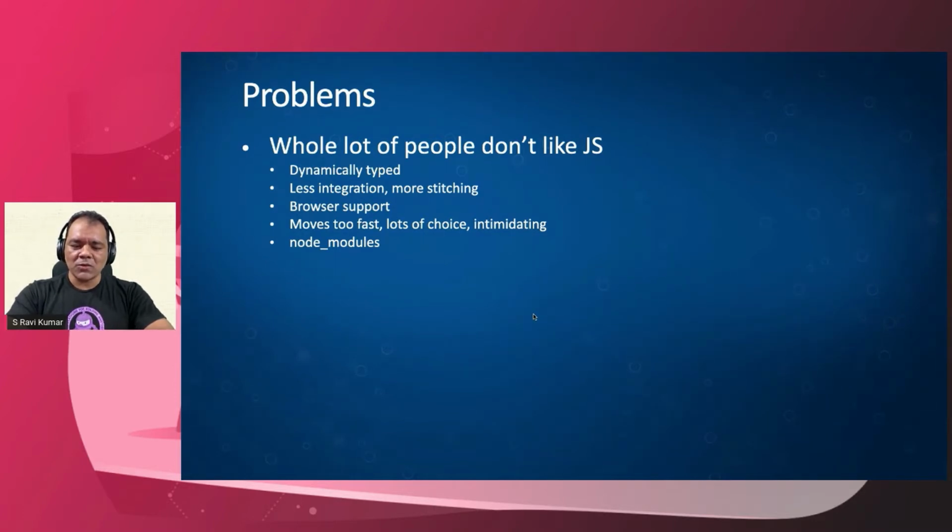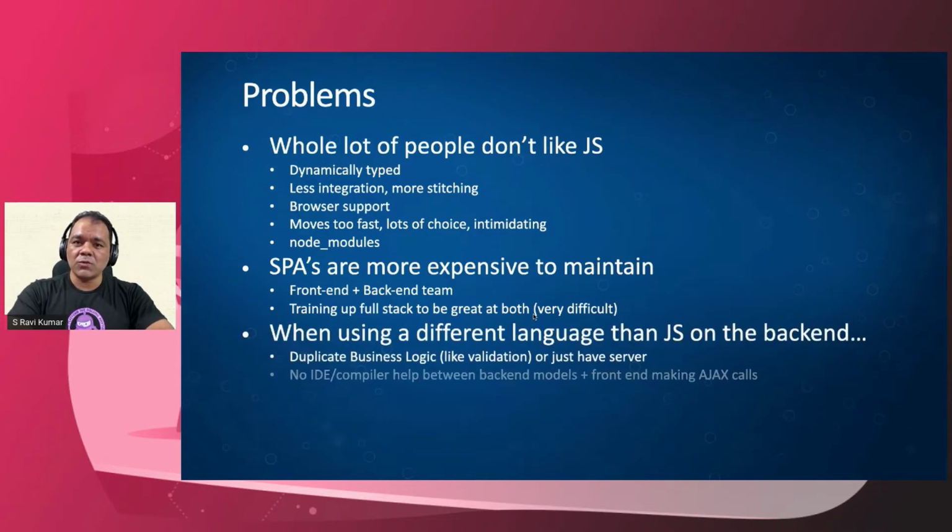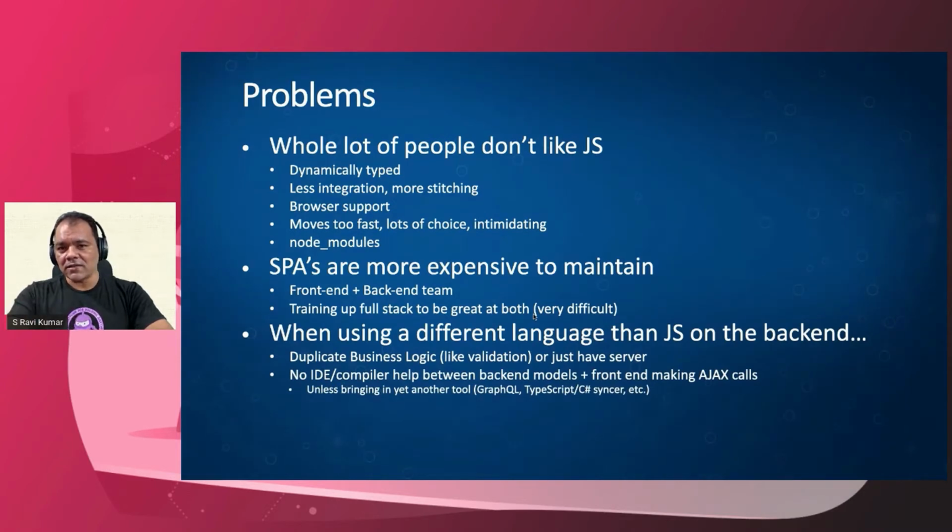Another problem is that most of these JavaScript frameworks follow the single page architecture. With single page architecture, we have two different teams, the front end team and the back end team. And in most cases they are on different technologies, whether it is .NET or Go or Java. They are working on different technologies, so they have different code bases.